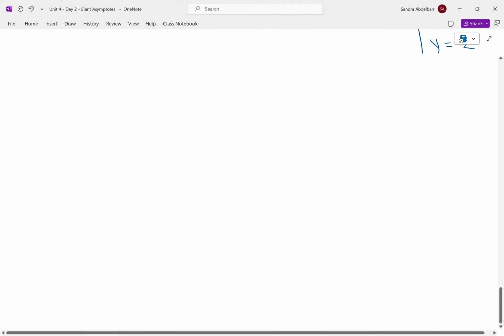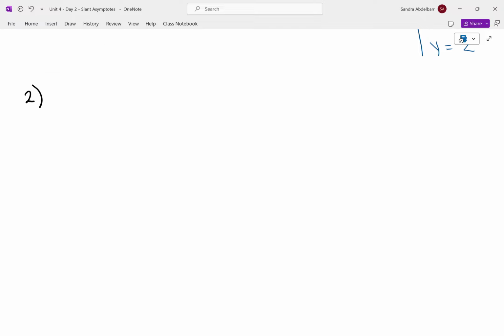Okay, you guys want to try one? This is the last problem for today because they're long. All right, so you guys try this one. Ask yourselves all the same questions that I've been asking: domain, vertical asymptote, horizontal asymptote, slant asymptote, holes, zeros. Does it cross? All that same stuff.